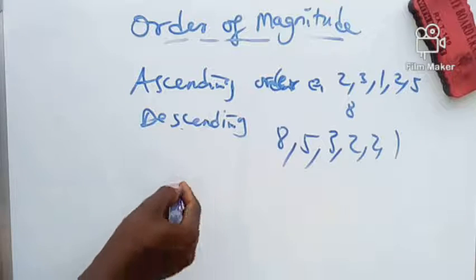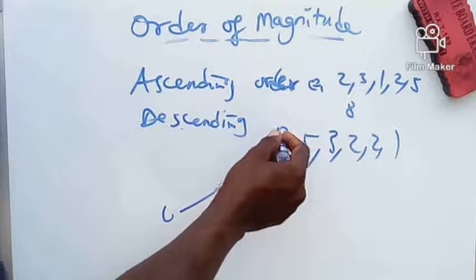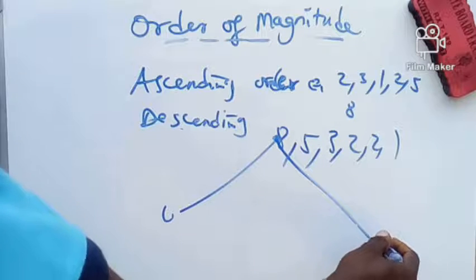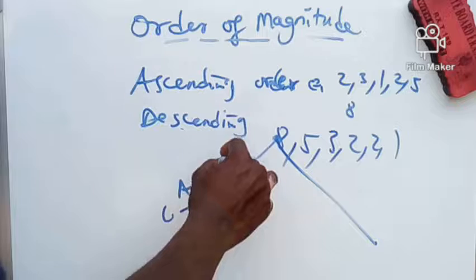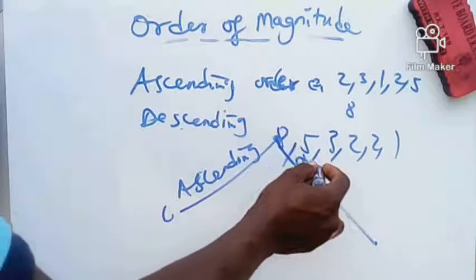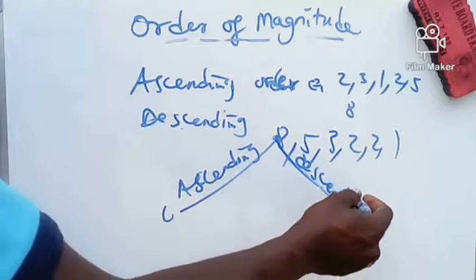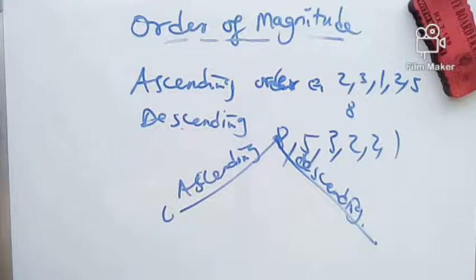Ascending order is from lowest number to highest number. Descending order is from highest number to lowest number. So use this to remember that this is ascending. It is increasing from lowest to highest. This is descending. It is coming down from highest to lowest. And that is how to tackle the problem.